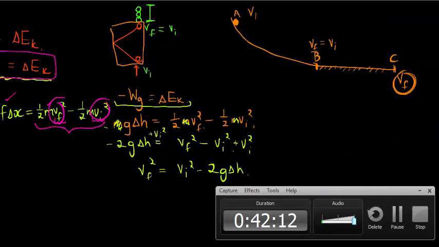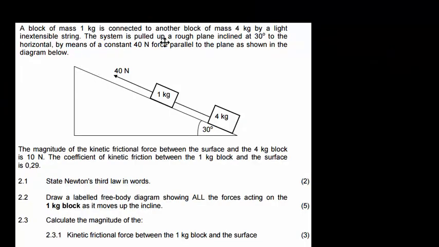Okay, so here in this question they tell us a block of mass 1 kilogram is connected to a block of mass 4 kilograms, like that, by a light inextensible string. The reason why they mention a light inextensible string is so that when something is being pulled, obviously if it's like an elastic, then even though you're applying a force, the force is not being applied to the object, it's being applied to the string. You see, it's stretching the string.